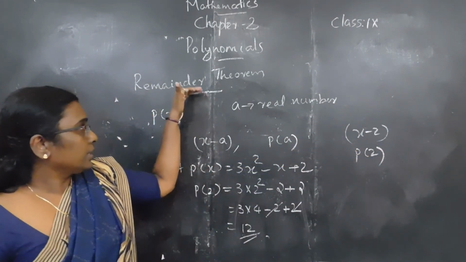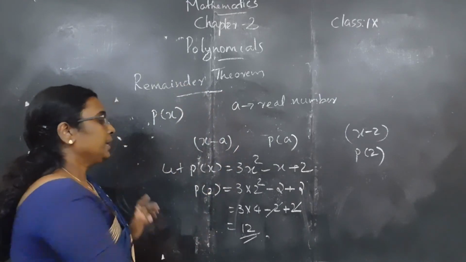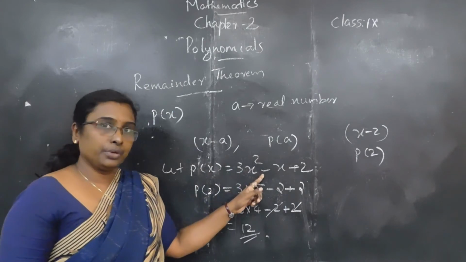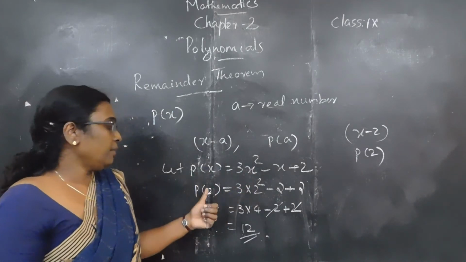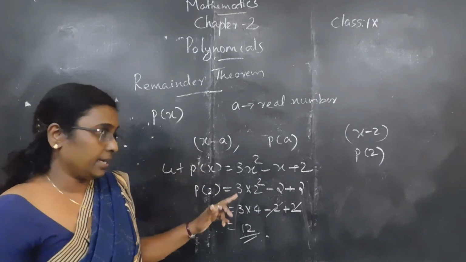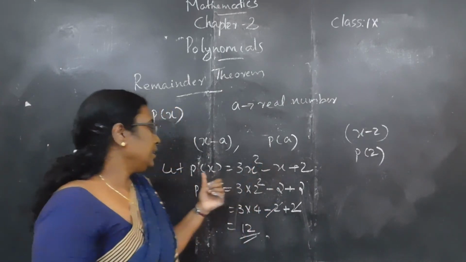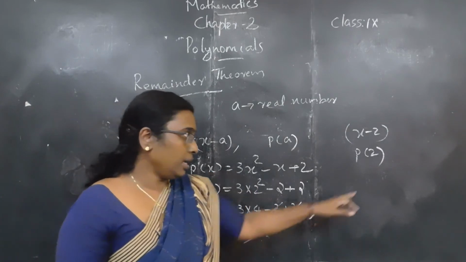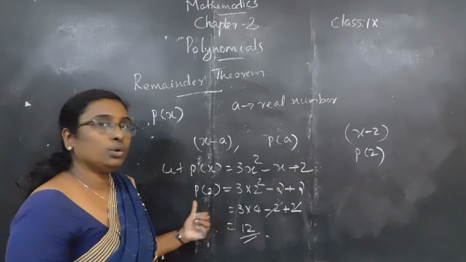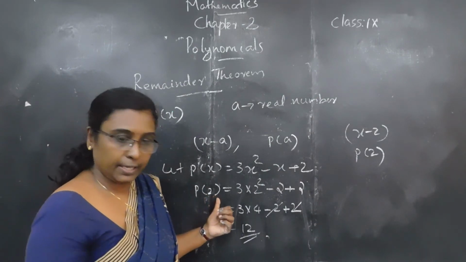That is, the remainder theorem states that let P(x) be a polynomial of degree greater than or equal to 1 and a be any real number, and if we divide P(x) by x minus a, the remainder will be P(a). This is the remainder theorem.